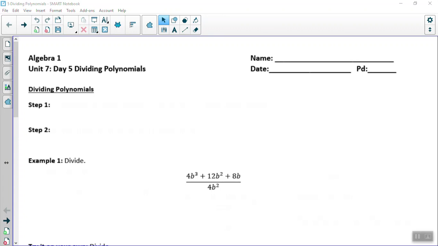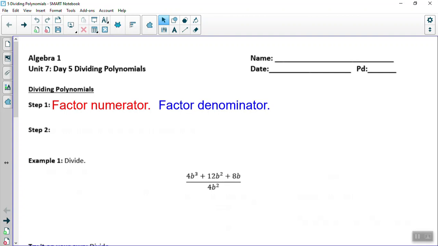Hi everyone, today we're going to continue our conversation with factoring. But this time we're going to take that factoring and apply it to dividing polynomials. When we're dividing polynomials, our first step is to factor the numerator. We're always going to see it written as a fraction. So first we factor the numerator and then we factor the denominator.